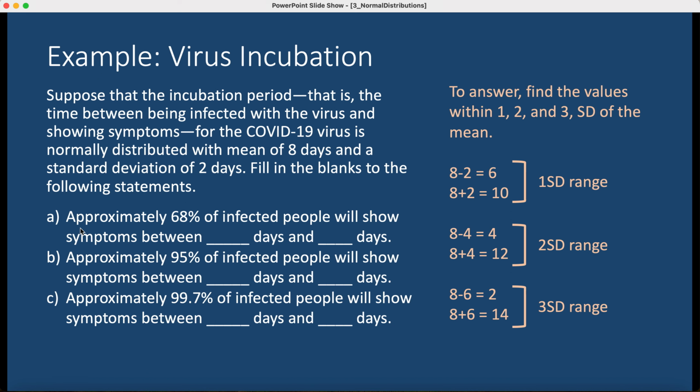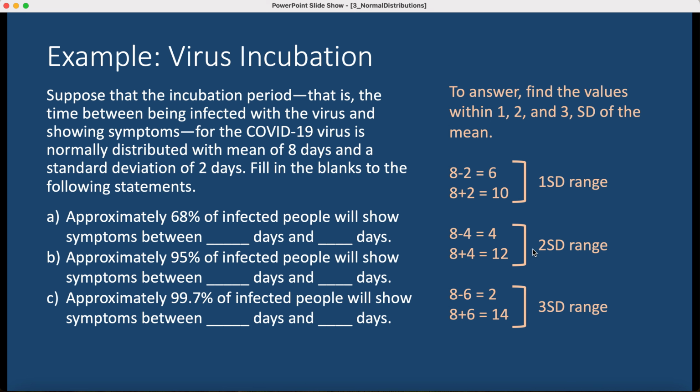So to answer question A, approximately 68% of infected people will show symptoms between what numbers? Well, the mean is 8. One standard deviation below would be 8 minus 2, so that would be a 6. One standard deviation above would be 8 plus 2, so that's going to be 10. So the one standard deviation range is from 6 to 10 days.